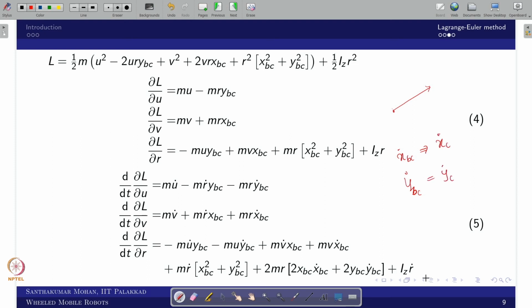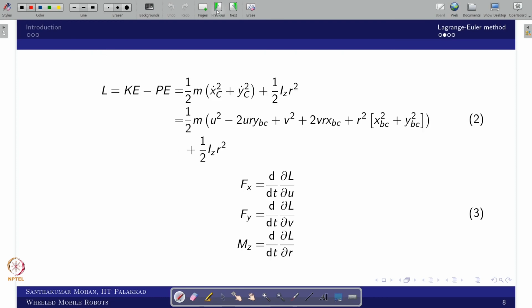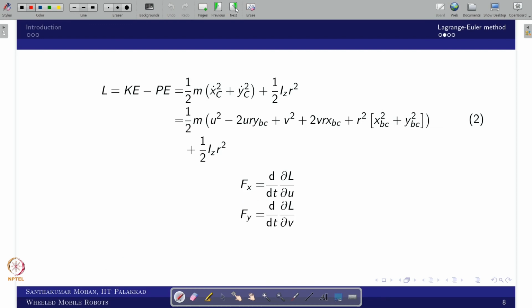So why is it so? Because if you look at the picture, you will get an idea. You can see what this is equivalent to, this is what you call XBC, comma YBC. So if you take a time derivative, what is it equivalent to? That is equivalent to this, right? So that is what we have taken here.